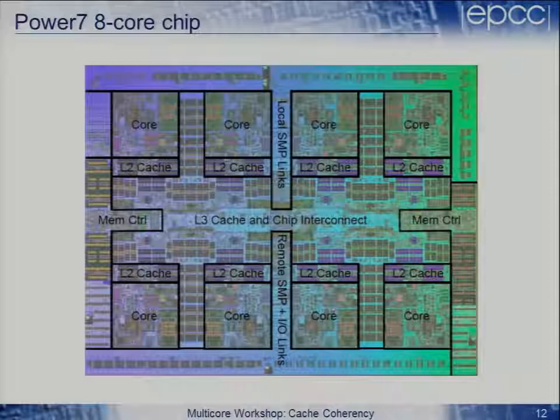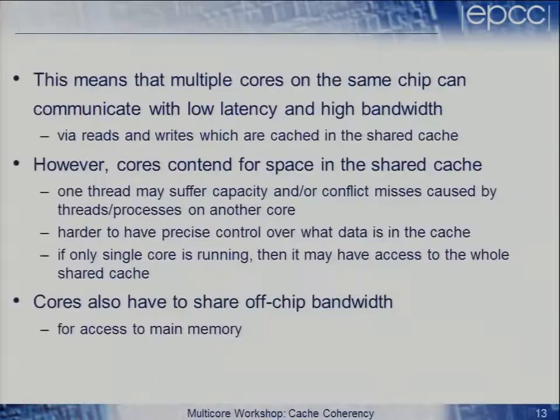So they don't have to go off processor to do it. So, as I said, multiple cores can communicate, but we do have this problem that cores can contend for space in the shared cache. So it's actually quite hard to predict exactly what's going to happen, because you're sharing the cache with other cores. You might say, it's okay, I've got a 4-way associative cache. I know I'm only ever going to load 4 cache lines into the same set, but maybe somebody else is doing it at the same time.